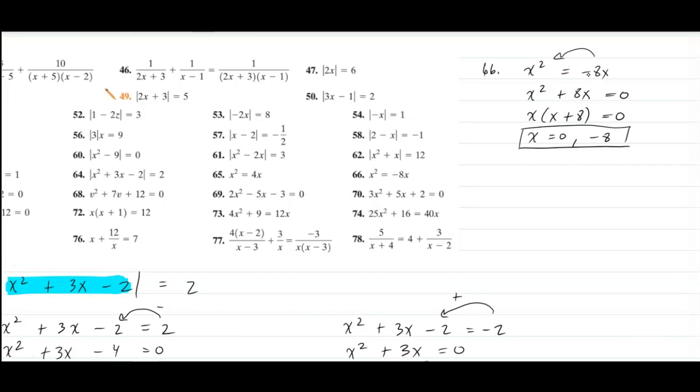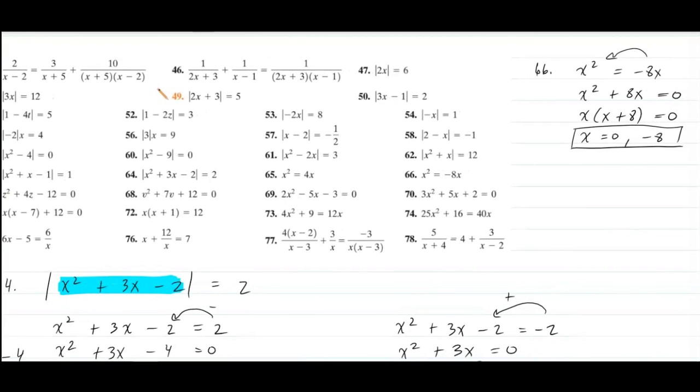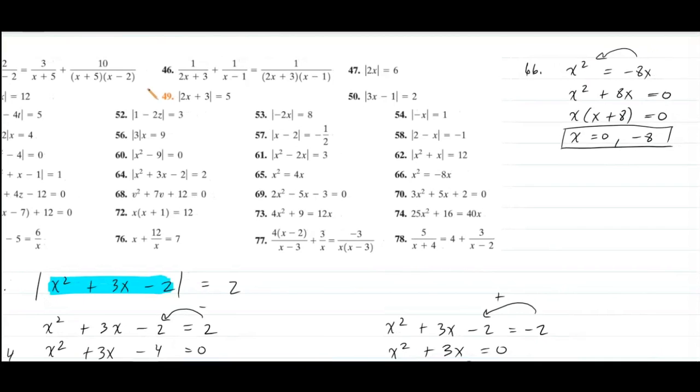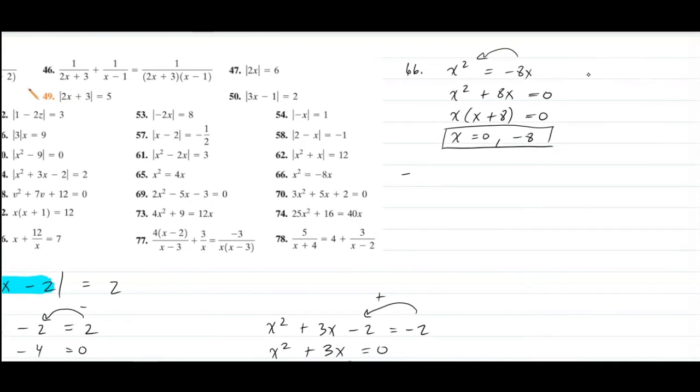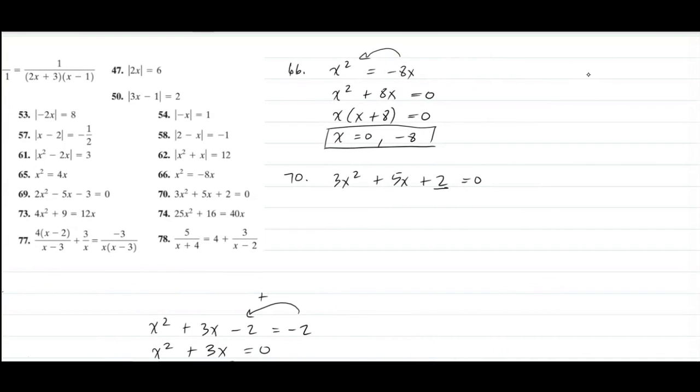All right, number 70. We'll skip over number 70 for now. Actually, no, let's go ahead and do number 70. That's important. So number 70 says that you've got 3x squared plus 5x plus 2. So just think to yourself, how do you solve this? Step number 1, multiply the 2 and the 3, and you end up with 6.